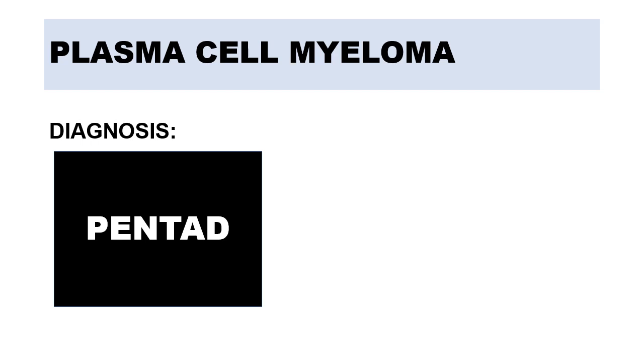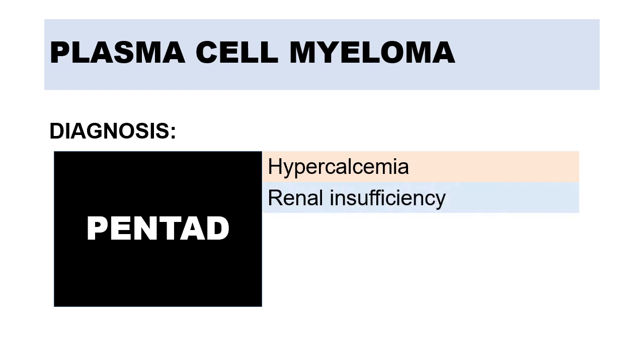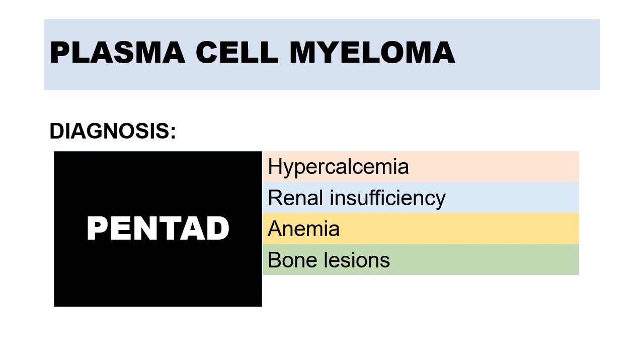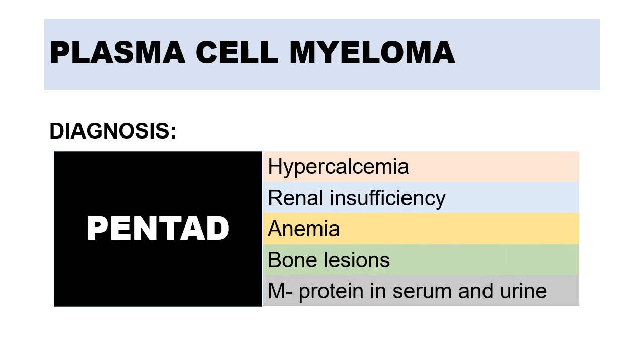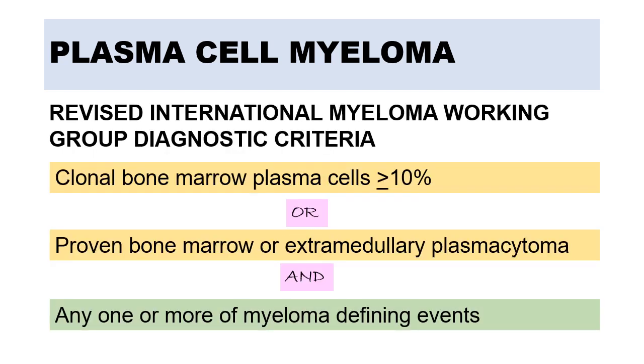Diagnosis of plasma cell myeloma is based on 5 essential features: presence of hypercalcemia, renal insufficiency, anemia, bone lesions, and the presence of M protein in the serum and urine. The revised International Myeloma Working Group has put forward a diagnostic criteria for myeloma, which includes clonal bone marrow plasma cells of more than or equal to 10% of the total marrow cellularity, or presence of proven bone marrow or extramedullary plasmacytoma, which is a localized aggregate of plasma cells forming a tumor-like mass. In addition to either of these features, you should also have any one of the myeloma defining events.